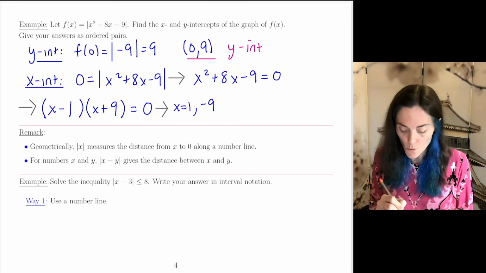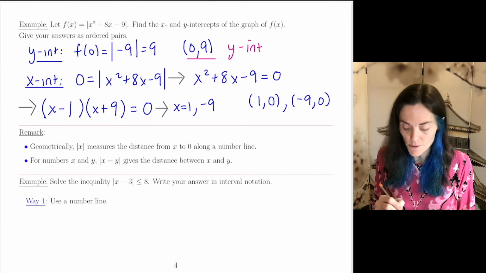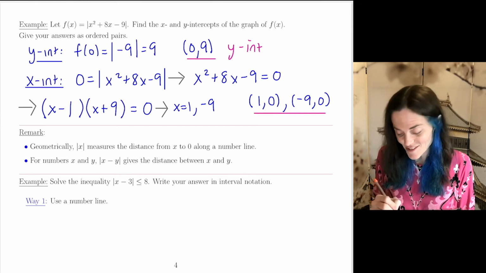So now let's write them as ordered pairs. I have (1, 0), and I also have (-9, 0). These are both my x-intercepts. I have two of them.